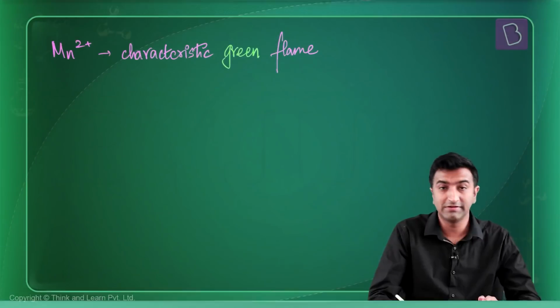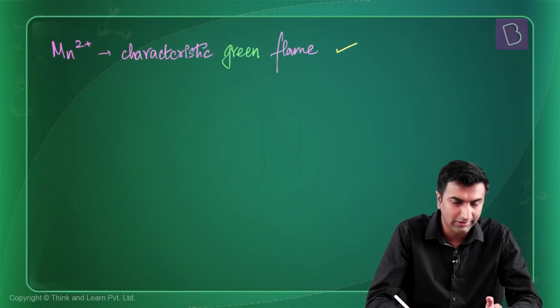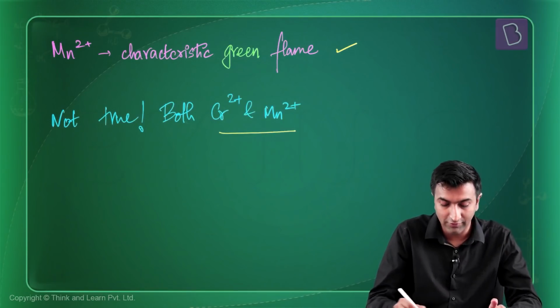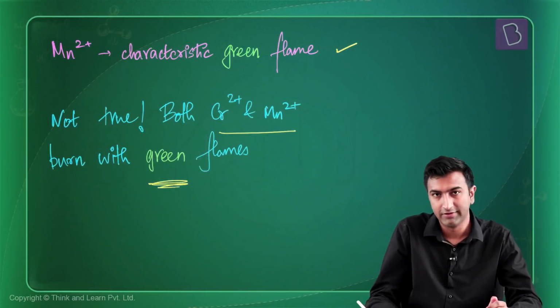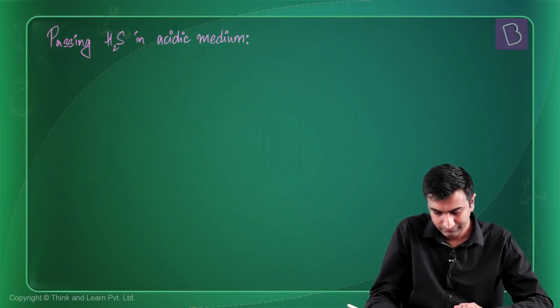Let's see. The first one says that Mn2+ burns in a characteristic green flame, only Mn2+. But this is not true. Yeah, if you've gone through the theory, you'll know that both Cu2+ and Mn2+, both of them burn with green flames. So this one's not right. We need to select the correct options. Let's look at the next option.